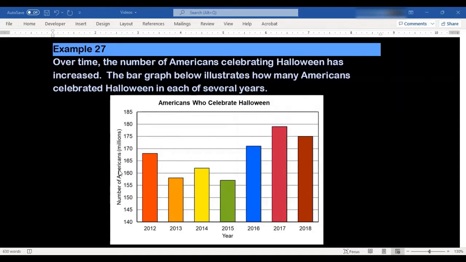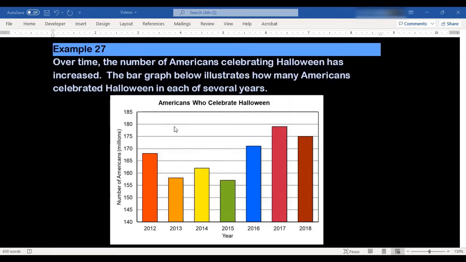If I wanted to do a quick scan of this before I start answering the questions, I can use the heights of the bars to tell some information. Like 2017, on this graph anyway, was the year when the most Americans celebrated Halloween, because it's the tallest bar. Then the shortest bars were 2013 and 2015. Those are a little bit harder for me to see which one's exactly taller. It looks like 2015's bar is a little shorter than 2013. So that's some quick observations I would make.